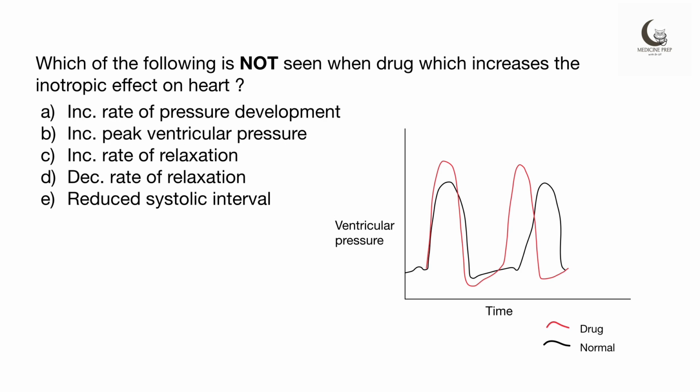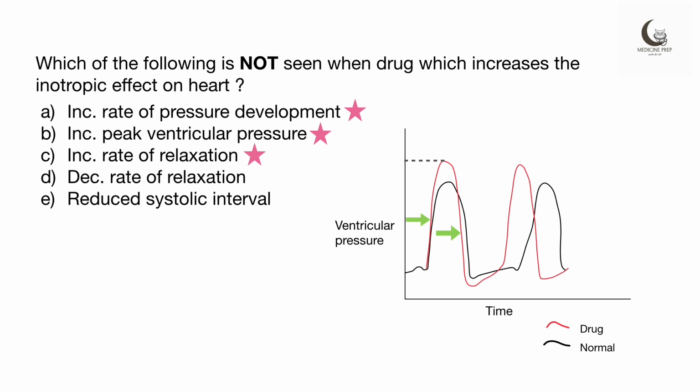If we look at our slope of the red curve, it is steeper as compared to the normal curve. So that implies that the rate of pressure development has increased as well as the rate of relaxation. So option A and C are happening. Definitely the peak ventricular pressure has increased, so option B is also correct. Option D is our correct answer.